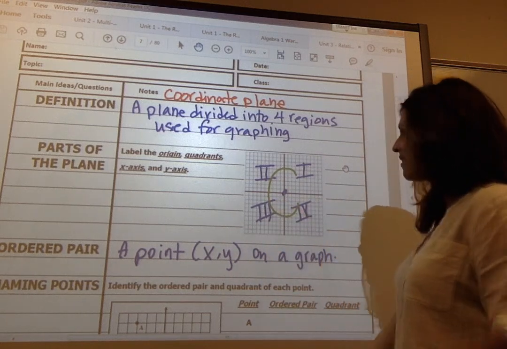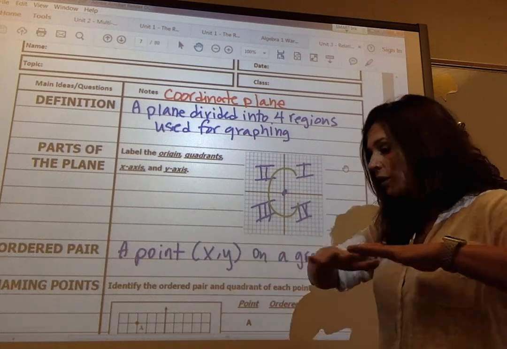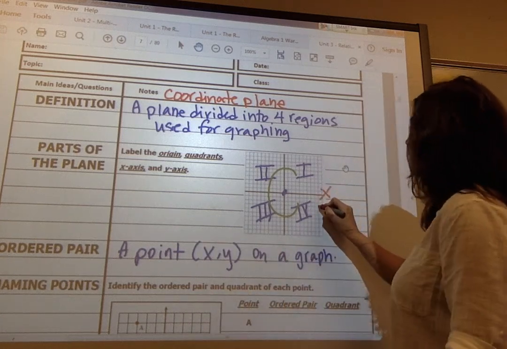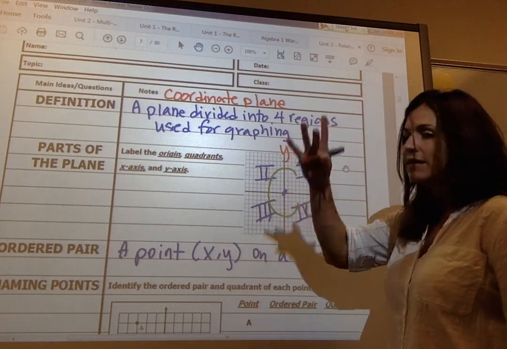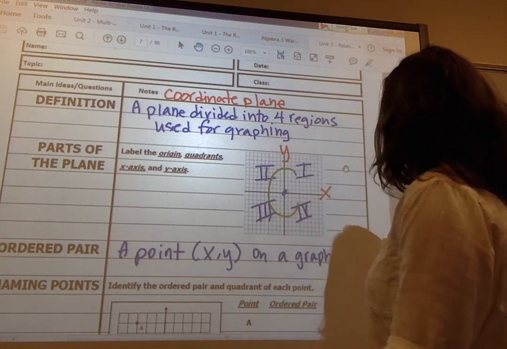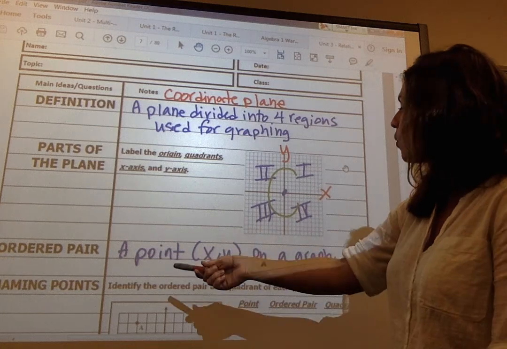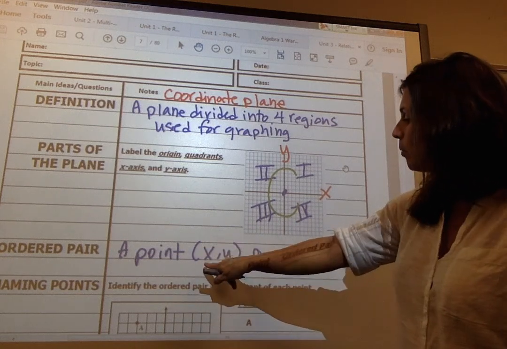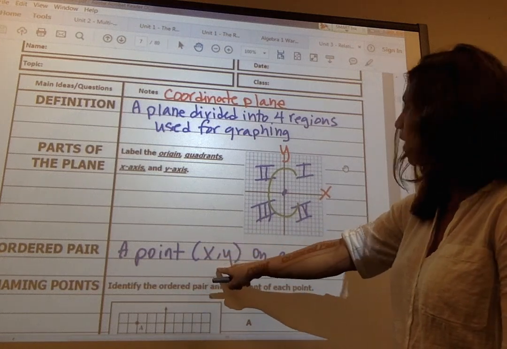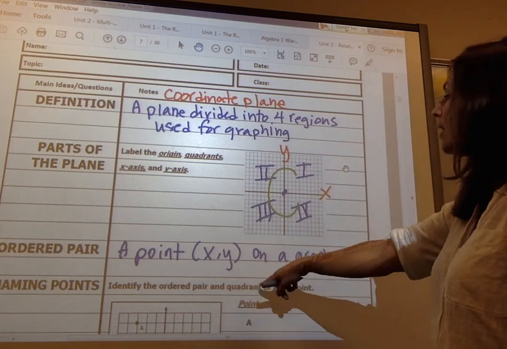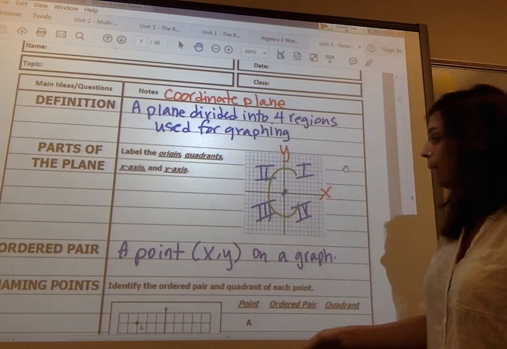The x-axis, it's like a xylophone. It goes straight out. So this is the x-axis. And the y-axis is like a yo-yo. It goes up and down. So that's a way you can remember this. An ordered pair is a point, and we always label points with parentheses, x and y. So x comes first, then y. And it's a point on a graph.